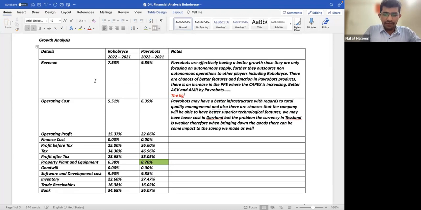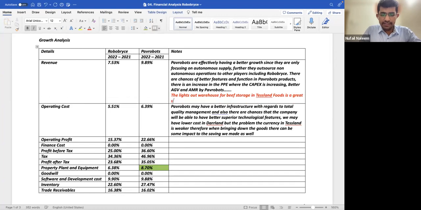The lights out warehouse for beef storage in Teslan Foods is a great service, but we are not seeing any, I can say, results in the financial statements. That is one big challenge we have.